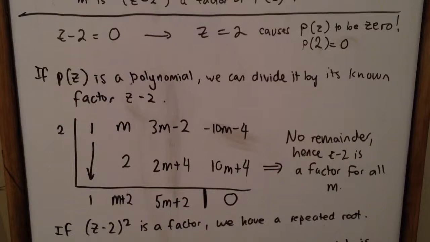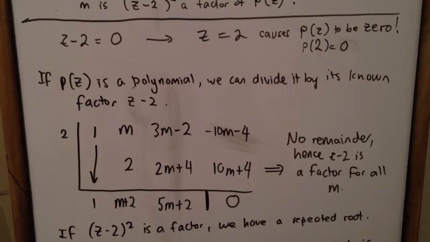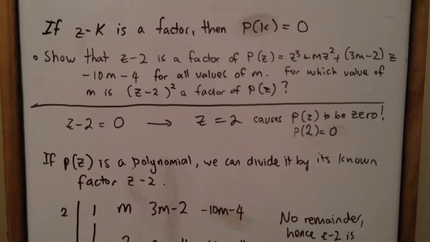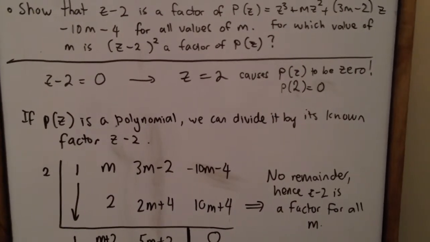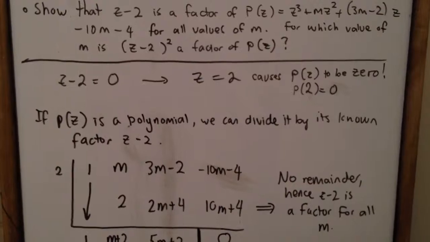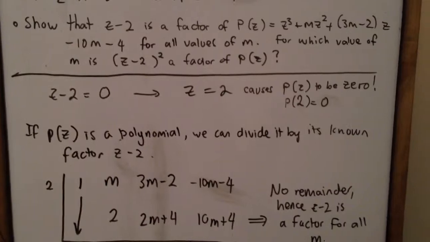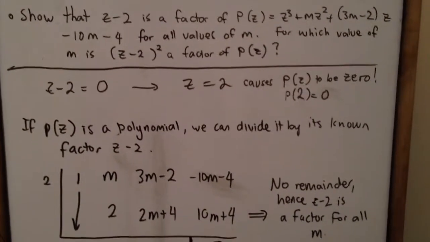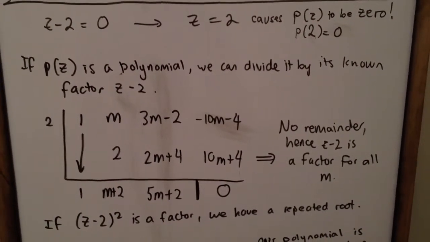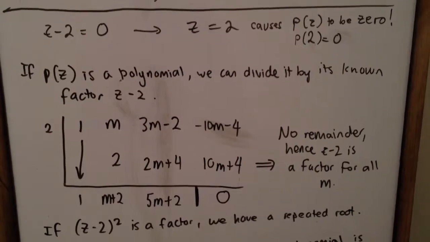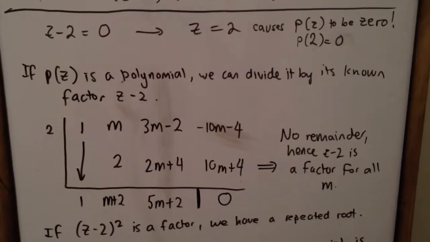If this is your first time learning it, it might take a little while to sink in, but we'll go through it. So z take 2 equals 0. That's what we would have if we have a factor. Really, I'm just showing that that means that z equals 2 causes p of z to be 0. So really, p of 2 equals 0. So if we substitute 2's into this cubic, then we're going to get 0 as the answer. So if p of z is a polynomial, we can divide it by its factor z take 2. That makes sense. We can divide any polynomial by its factor and we can expect no remainder.